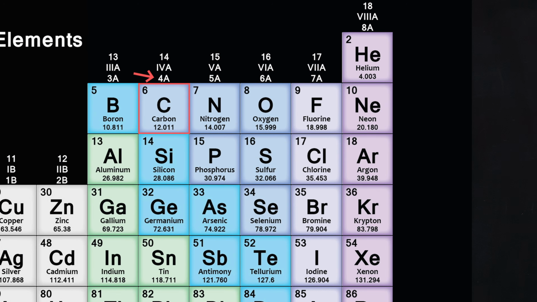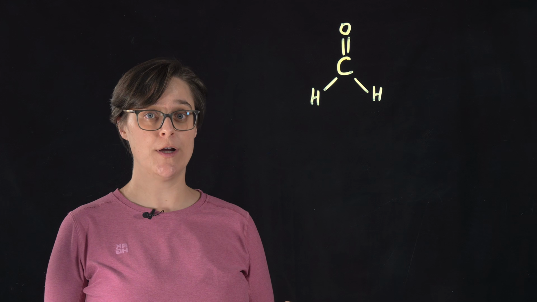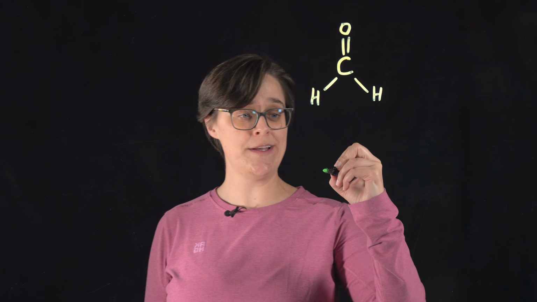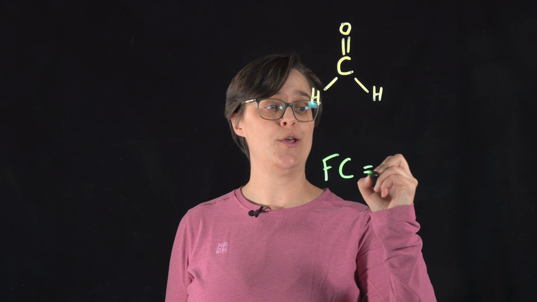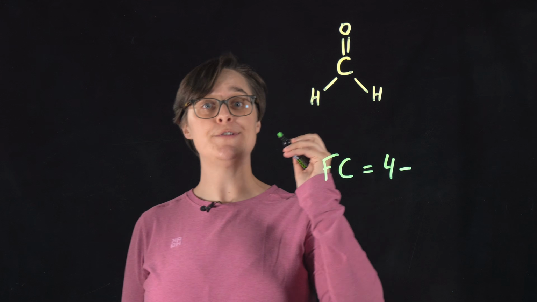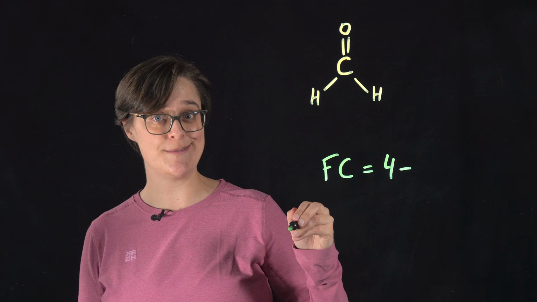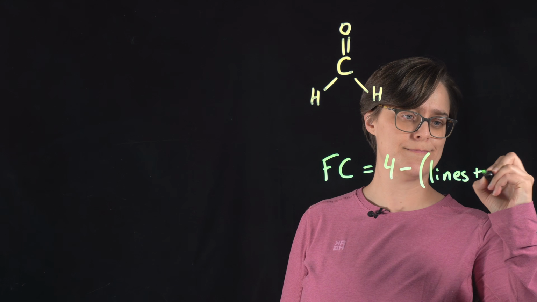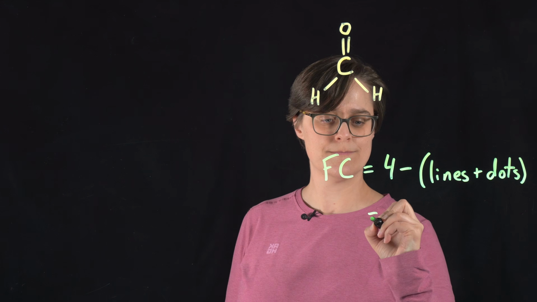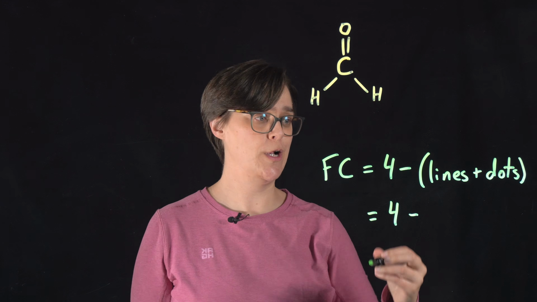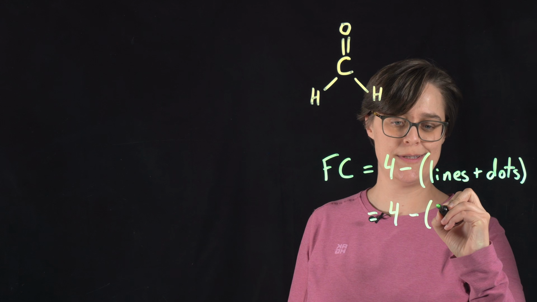Carbon is in group 4A of the periodic table, so that carbon atom owns 4 of its valence electrons. To find the formal charge, you take that group number and you subtract the number of lines and the number of dots touching it. So this carbon has 1, 2, 3, 4 lines, meaning 4 bonds.